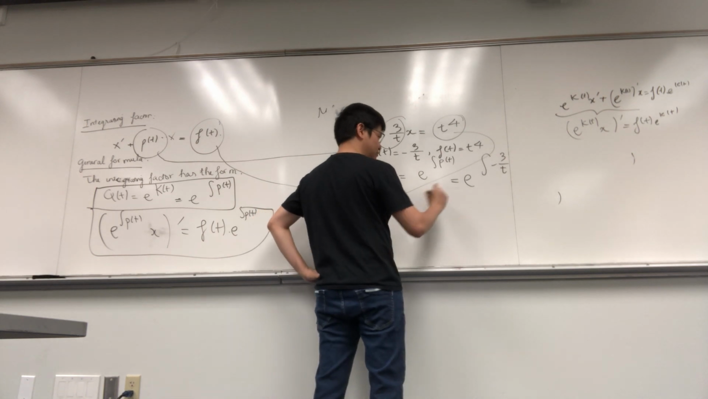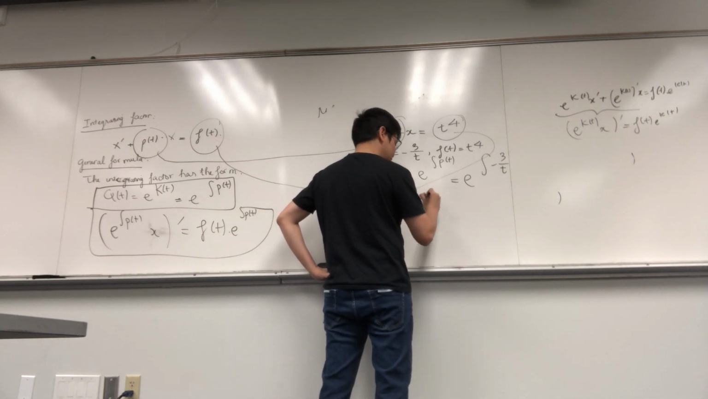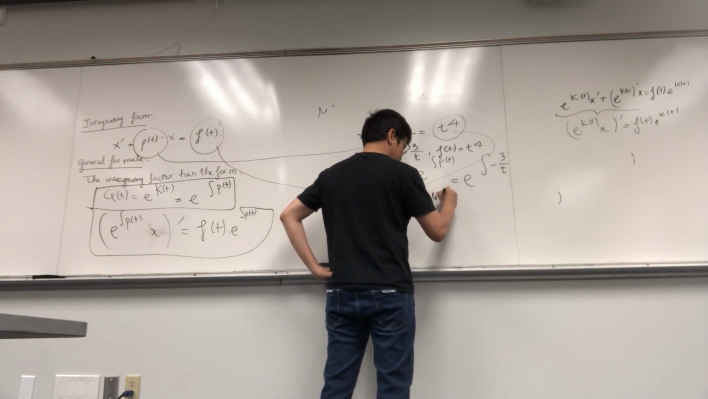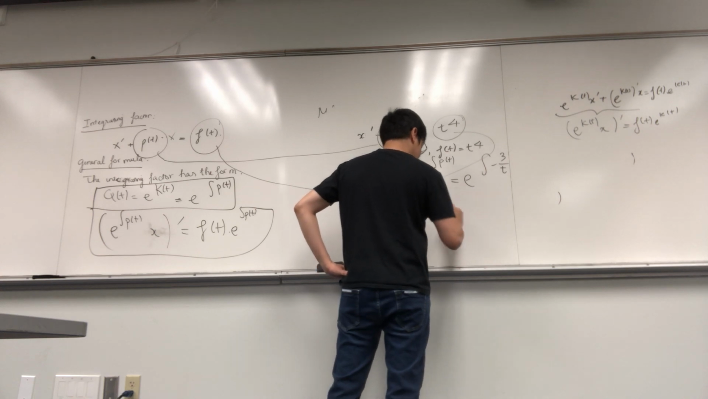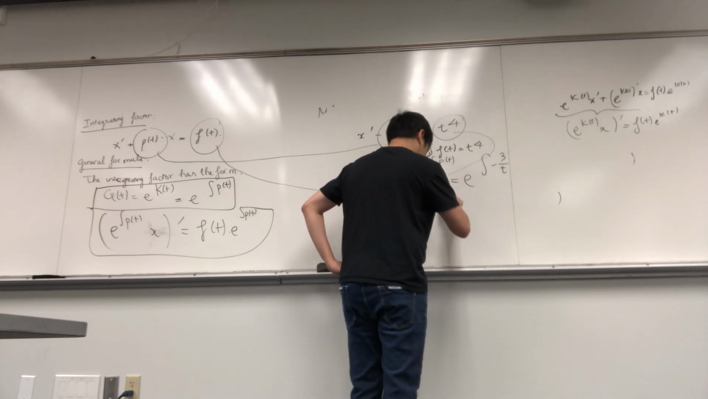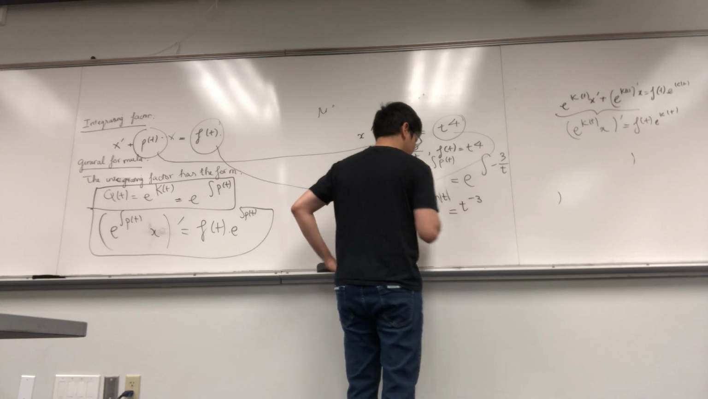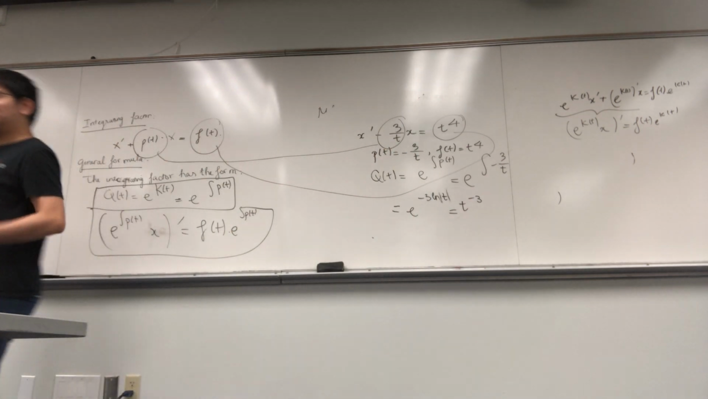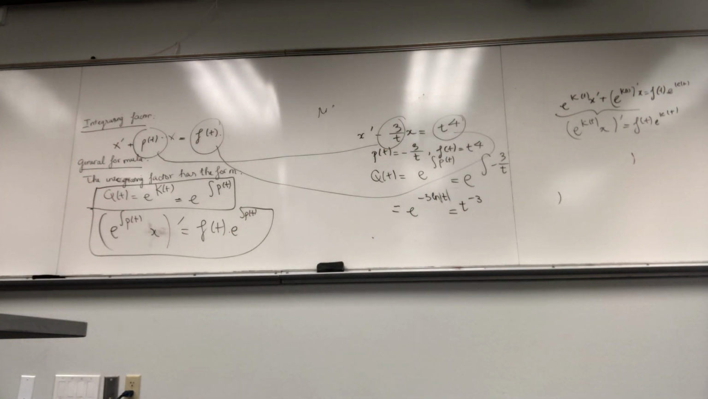So this is going to give you e to the power minus 3 log t. And so I'm going to choose only one value. So this is t to the power minus 3. This should be a constant, but here we only need to choose one function. And this is going to work. So we choose only one. We can forget the constant in this case. All right?